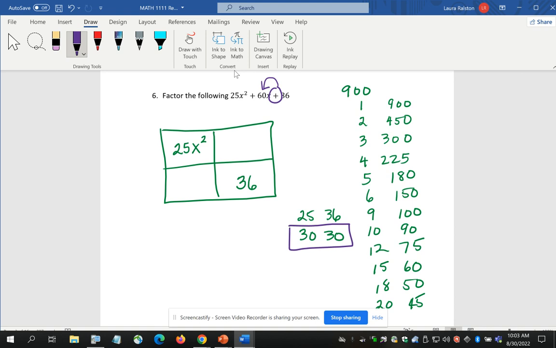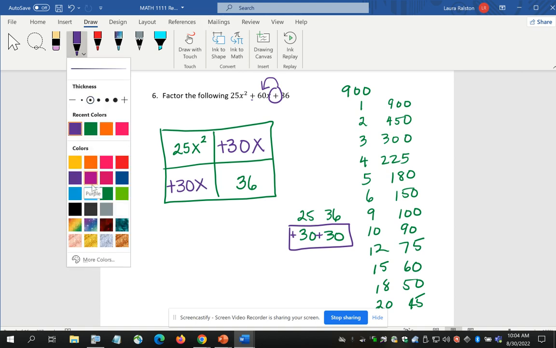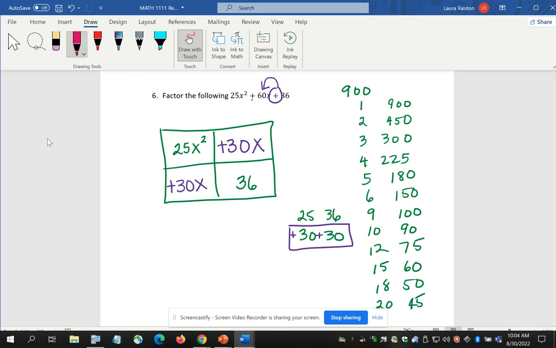And I want it to be a positive 60. So both of these will be positive. So that's what goes in the other two blocks. I have positive 30x and positive 30x. And then I'm going to find the greatest common factor for each row and each column.